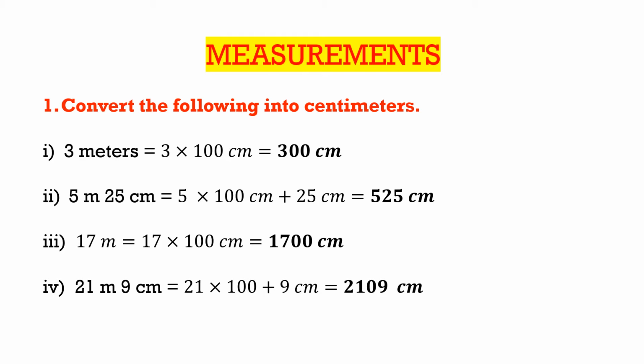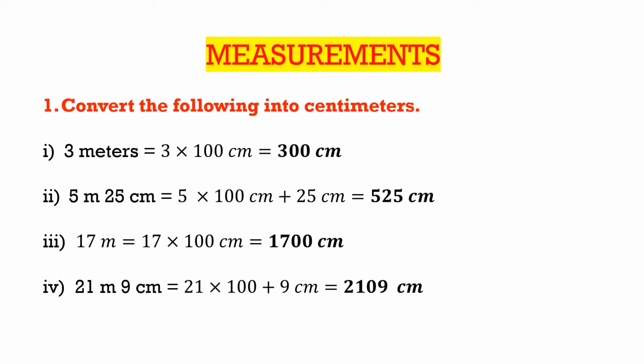Next, the third question is 17 meter. 17 multiplied by 100 centimeters. So we get 17 multiplied by 100 is 1700 centimeters. So 17 meters equals 1700 centimeters.